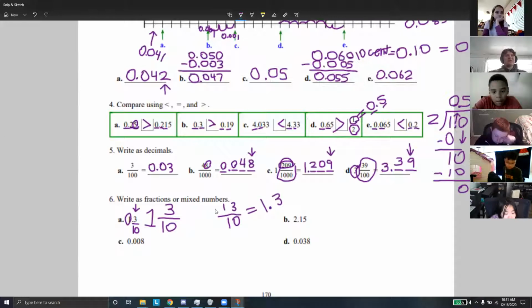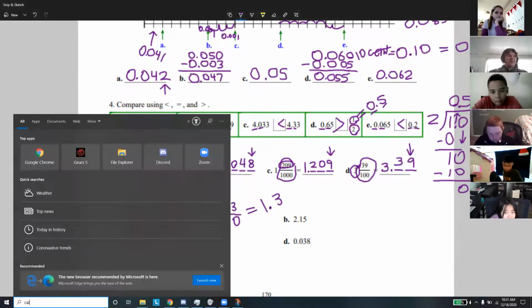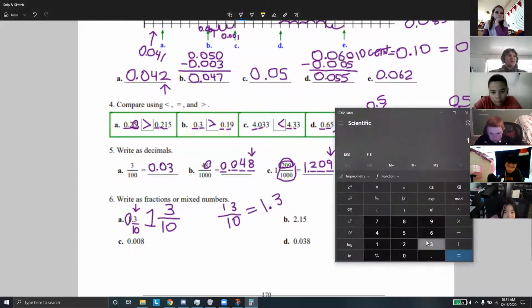If I wanted to go 13 divided by 10, calculator. 13 divided by 10. If I have 13 pizzas that I want to give to 10 friends, right? How many pizzas will each person get? If I have 13 pizzas that I'm giving to 10 friends, each person will get 1 pizza and 3 slices out of a pizza with 10 slices. So that's what this problem tells us.